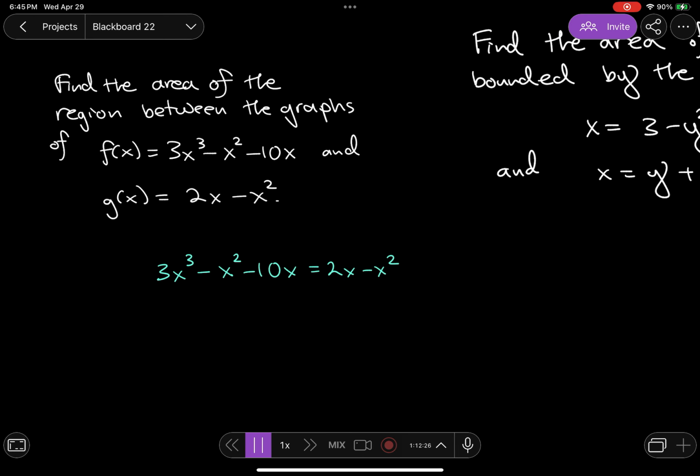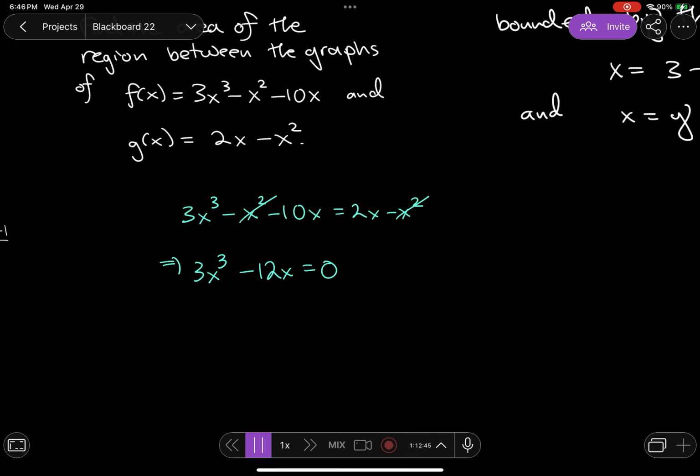Let's see. Gathering everything on one side, this implies 3x cubed, minus x squared's cancel? That's crazy. Minus 12x is equal to 0. That tells me that 3x times x squared minus 4 is equal to 0. That tells me that x is either equal to 0 or plus or minus 2.